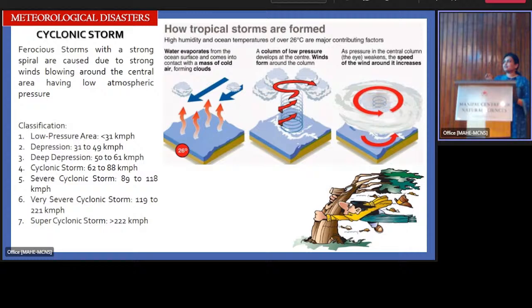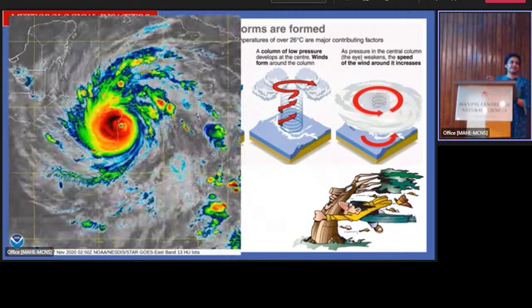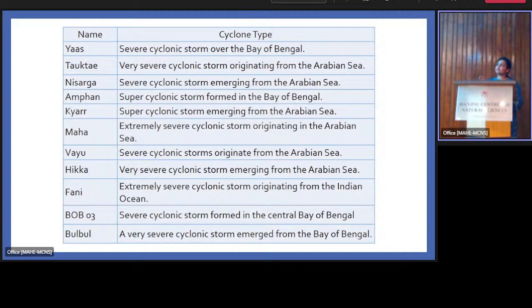However, India has witnessed cyclonic storms, severe, very severe, and super cyclonic storms. As you can see, this is the eye, and here the wind speed is minimum, while the maximum speed is over the tail. These are the cyclone types and cyclone names which have been experienced in India. I'll talk about only two, cyclone Yaas and Tauktae, which created landslides and floods in West Bengal and Odisha.